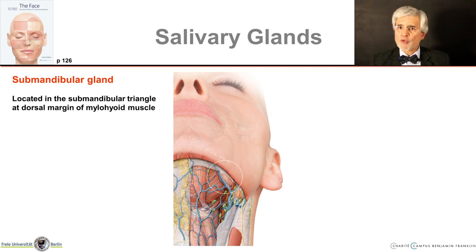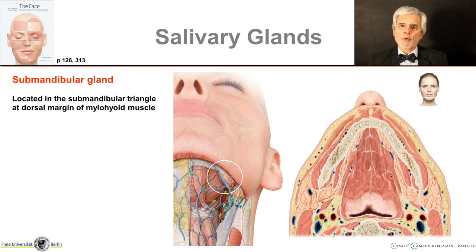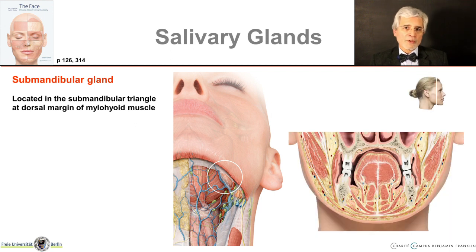The submandibular gland lies in the submandibular triangle at the dorsal edge of the mylohyoid muscle. So one part is hanging underneath the muscle, you can see here in the picture, and then it goes up over the posterior border of the mylohyoid muscle, where a part of the submandibular gland also lies on top of the mylohyoid muscle. In the frontal section, you can see it again.